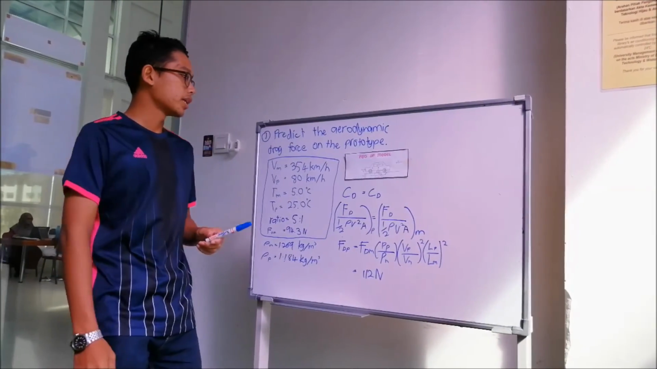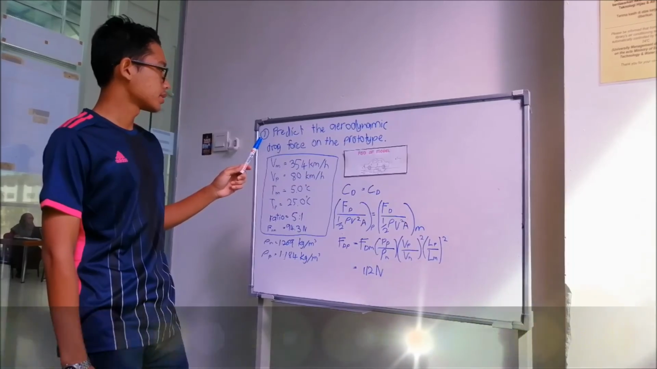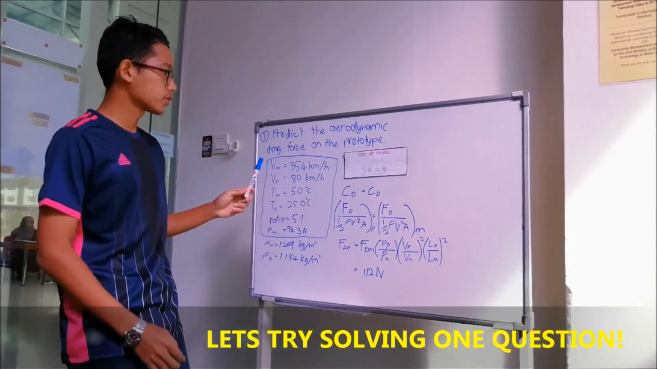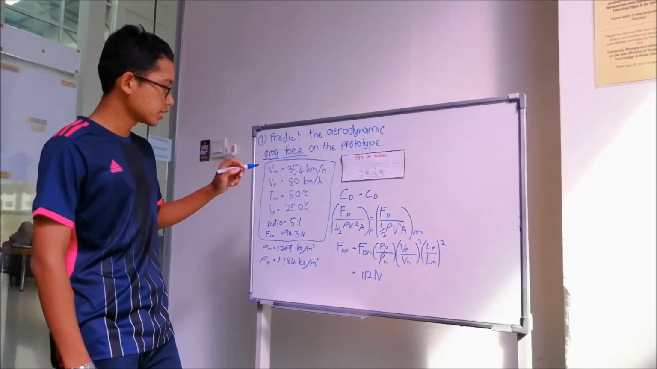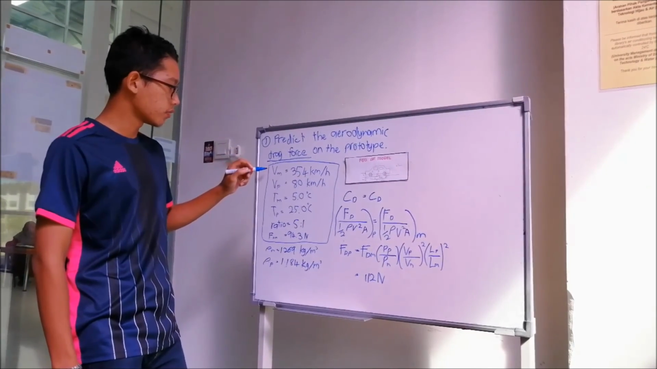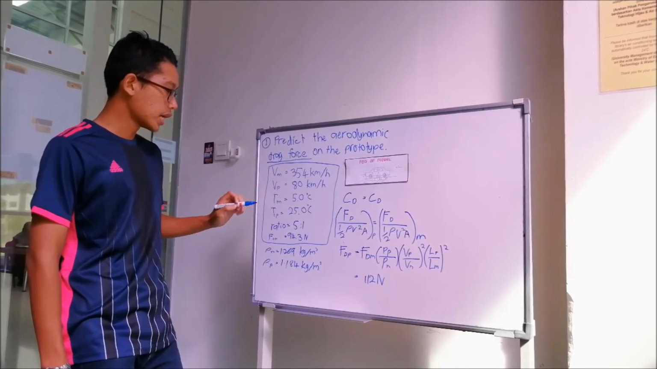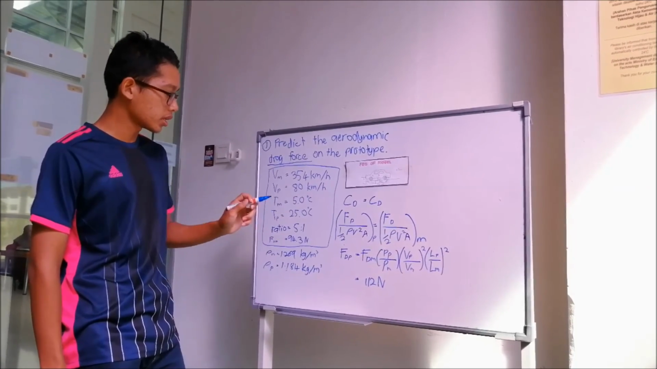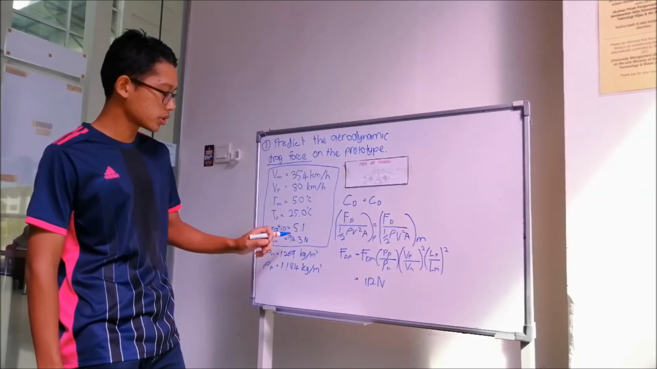To enhance your understanding, we will make one exercise. This exercise is to predict the aerodynamic drag force on the prototype. So the keyword is drag force. This is the information given, which is the velocity for both the model and prototype, the temperature of both, the ratio of the prototype and the model, and the force for the model, which is 94.3.